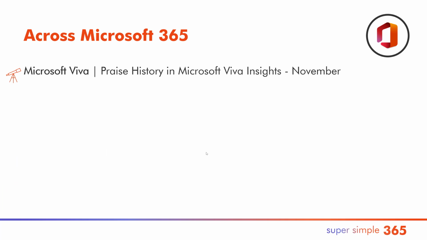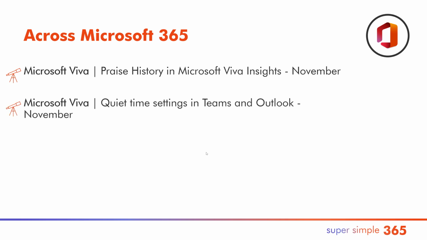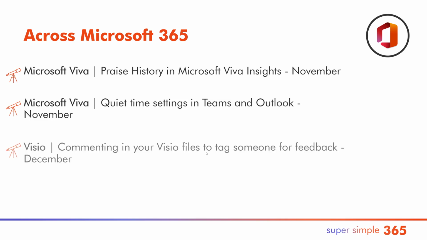Microsoft Viva. Praise history, so it just means that you're going to be able to look at the praise history that you've received in your insights. Your quiet time settings coming to Teams and Outlook. Look out for that in November. If you are interested in Viva, check out the link to the blog where I've shared a bit more information about this. Another one to watch is commenting on your video files and being able to tag somebody.